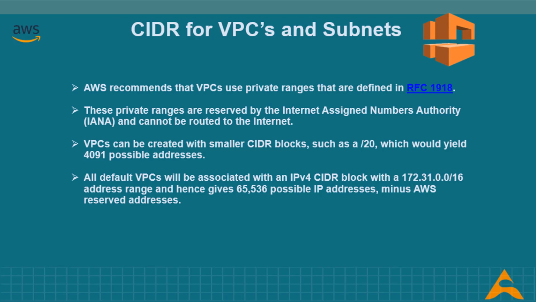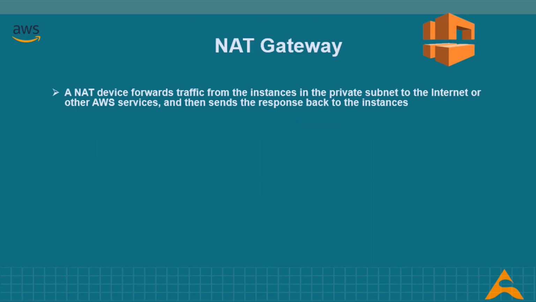Our next important component is the NAT Gateway. The topic NAT Gateway addresses the design and implementation of AWS networks as highlighted in the AWS Blueprint for the Exam Guide. It is also shown in a lab at the end of the session. So what is a Network Address Translation Gateway? A NAT device forwards traffic from the instance in a private subnet to the internet or other AWS services and then sends the response back to the instance.